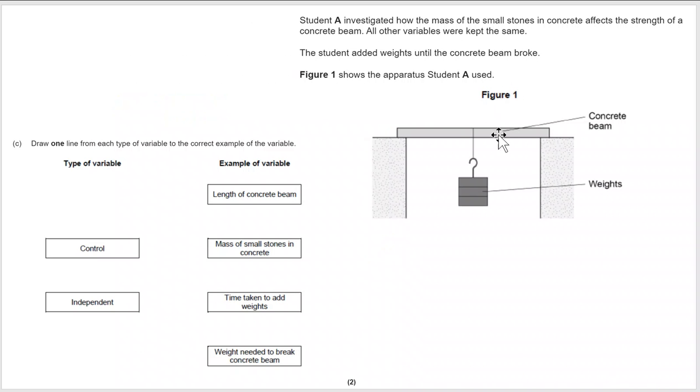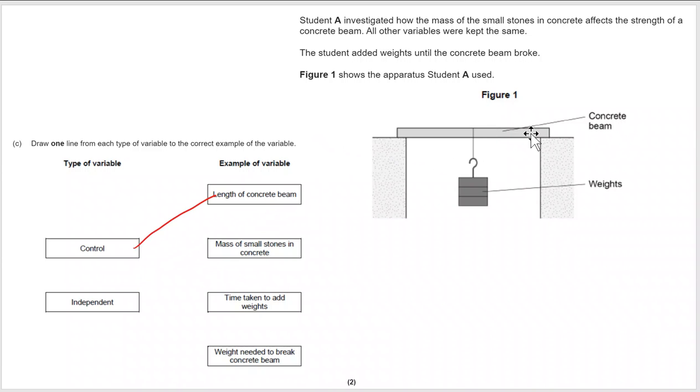On to part C, we've got the apparatus here, looking at how the mass of small stones in concrete affects the strength of a concrete beam. Student added weights until the concrete beam broke. Which is the control variable? Well, the control variable here of the options that we have is the length of the concrete beam.